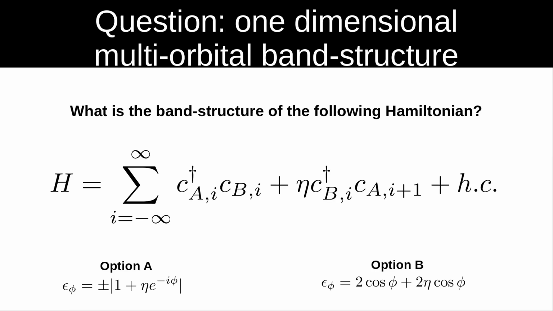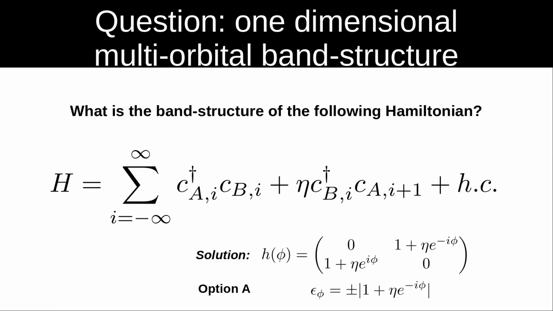So there are two options. Option number A is the plus minus the absolute values that you see, and option number B is 2 eta cosine of phi. Please write this down on a paper, and after writing down the matrix that appears in the previous slide, you will very quickly realize that the correct option is option number A. And this just comes from just writing the effective 2x2 matrix that has to be diagonalized.